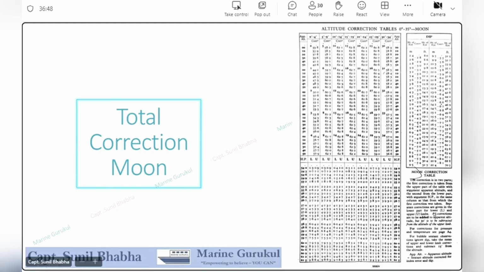Let us now see the total correction for the moon. The total correction table for the moon is given on the last page of the almanac. The total correction for the moon comprises of two parts, the main correction and the HP correction. Upper part of the table gives us the main correction, and the lower part of the table gives us the HP correction. Now let us zoom into these two parts and see how these corrections are picked up.